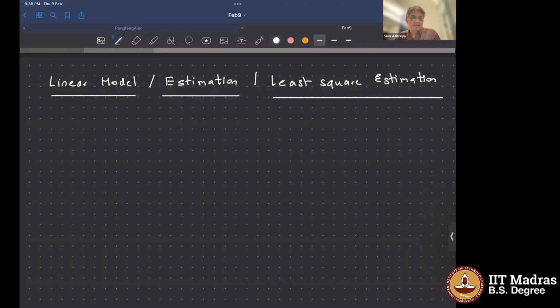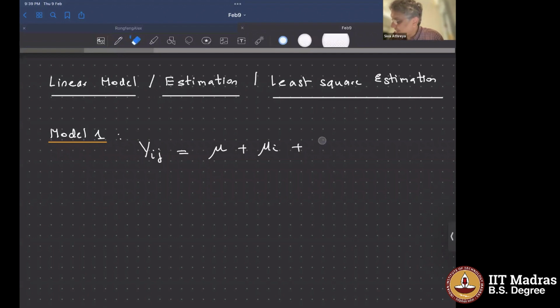So let me begin with a particular model, and let's discuss a few things about the model specifics, and then carry on. So let me call this model 1. Let's consider the following model. I have random variables indexed by i and j, Y_ij, equal to some fixed parameter mu plus mu_i plus some errors. Errors I'll define as epsilon_ij.